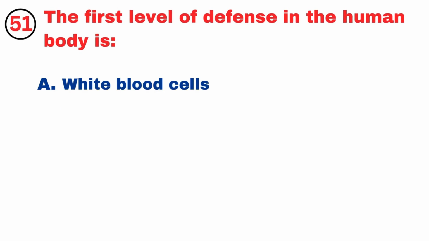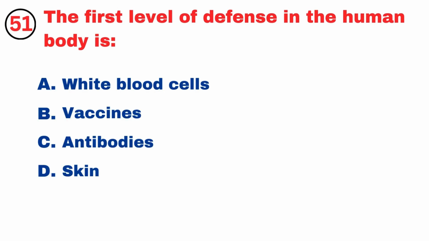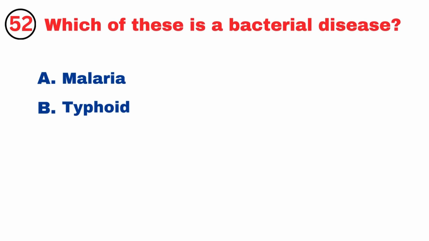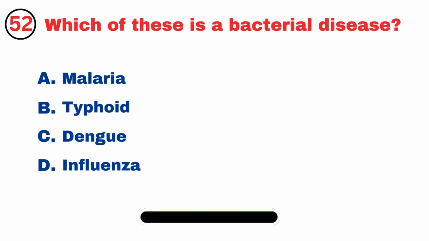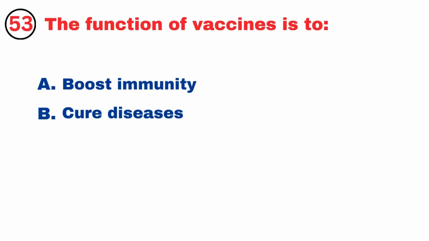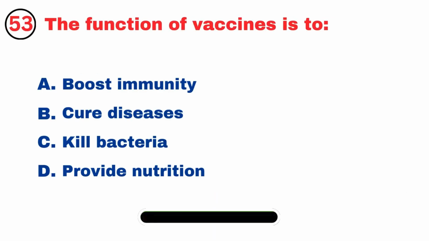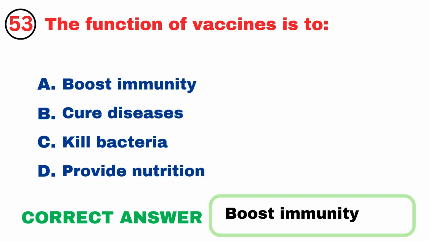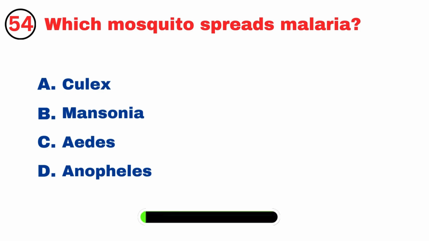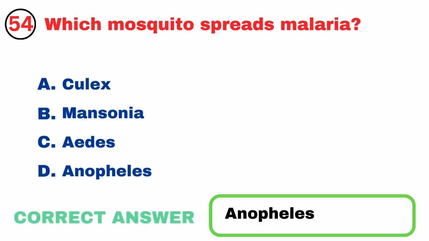The first level of defense in the human body is skin. Which of these is a bacterial disease? Typhoid. The function of vaccines is to boost immunity. Which mosquito spreads malaria? Anopheles.